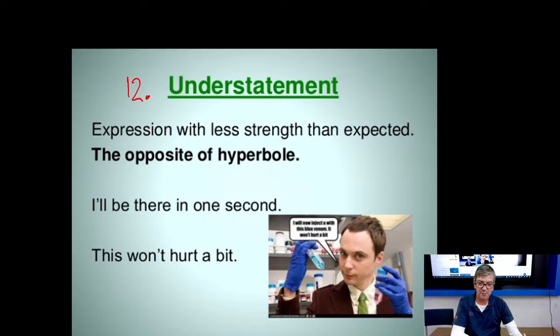Or, in the picture here, we see a man who's about to inject some blue liquid into someone. This won't hurt a bit. Okay, so it's understating it. It means it's worse than is said. Alrighty, that's pretty much it.